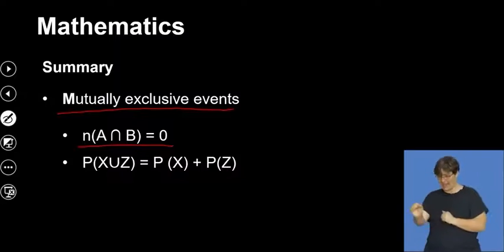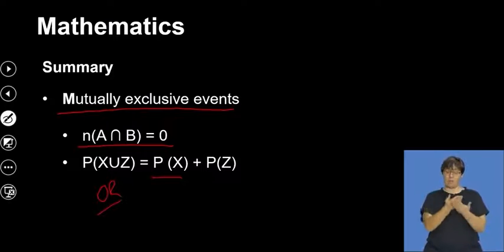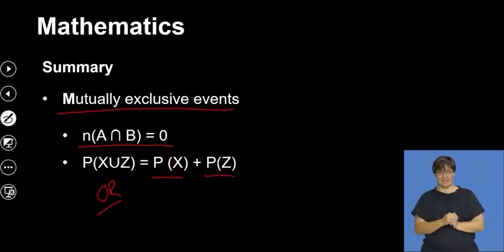So for mutually exclusive events, when we're calculating the union, remember union means or, we can take the probability of one plus the probability of the other. And that's our or rule for mutually exclusive events.